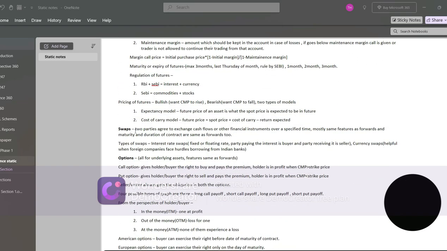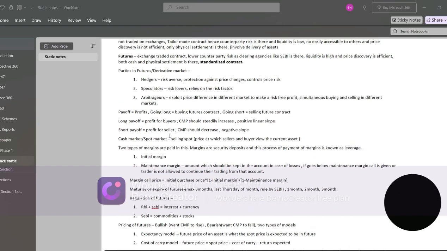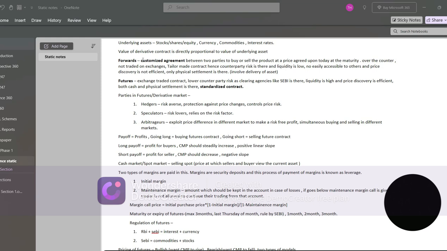Swaps are agreements which are the same as forwards, just that they occur in interest rate swaps and currency swaps. We will learn about it later. But forwards are all customized agreements, over the counter, not traded on exchange, tailor-made contracts. Counterparty risk is high, liquidity is low, and not accessible to others. Price discovery is not that efficient, and only physical settlement is there.